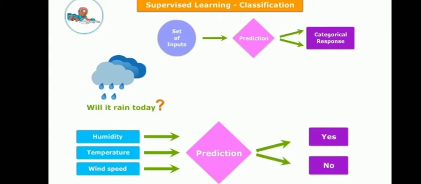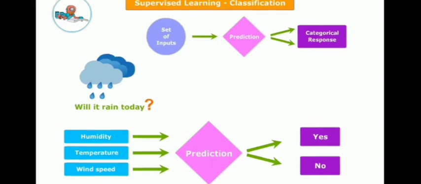Other examples are: is the mail a spam or an important one or a promotion? Is this a picture of cat or dog or tiger? These are examples of multi-class classification, as the response is chosen from more than two classes.